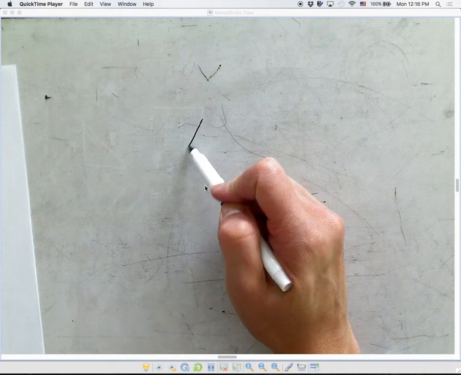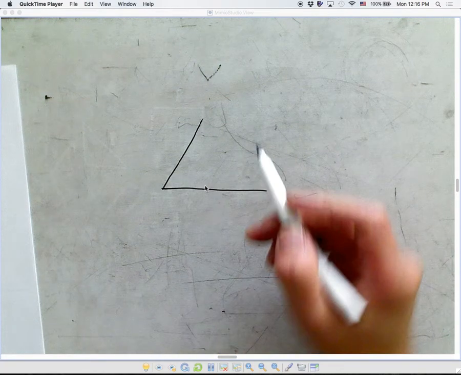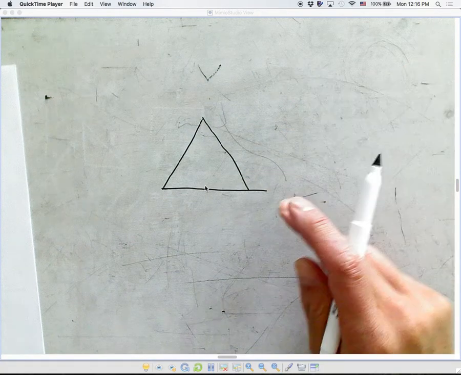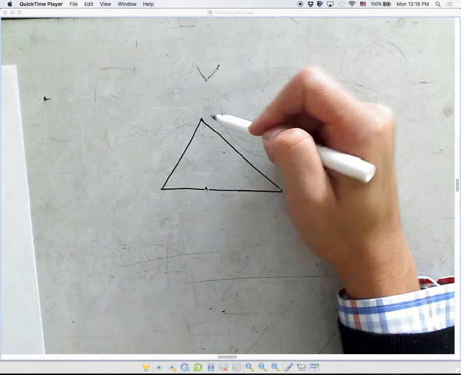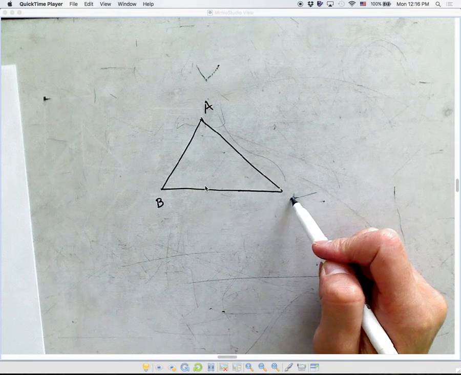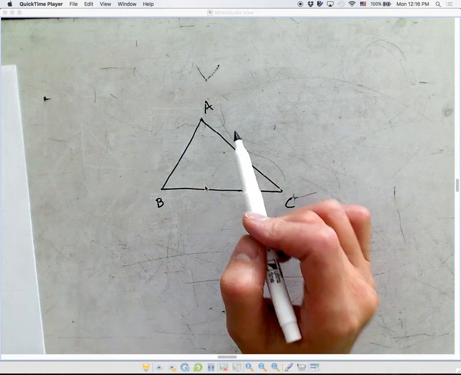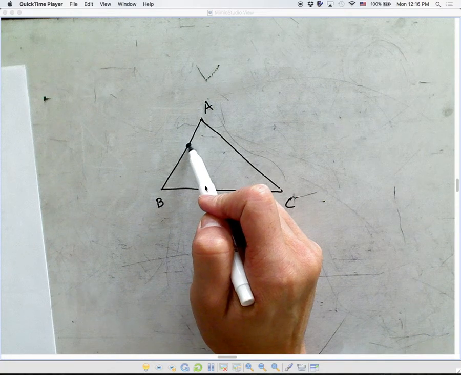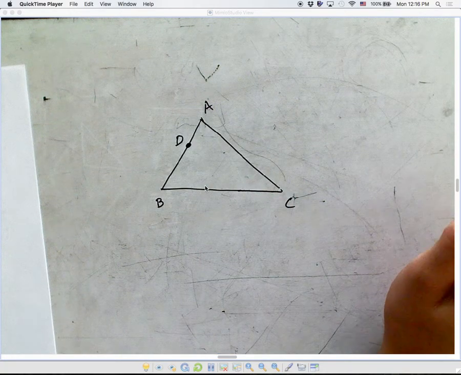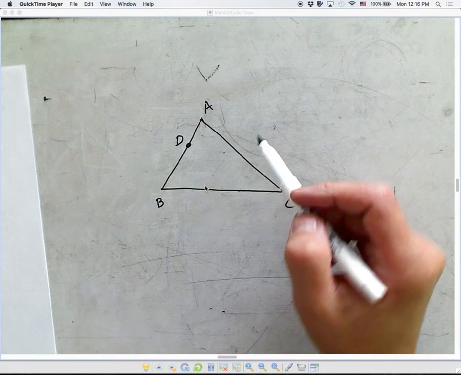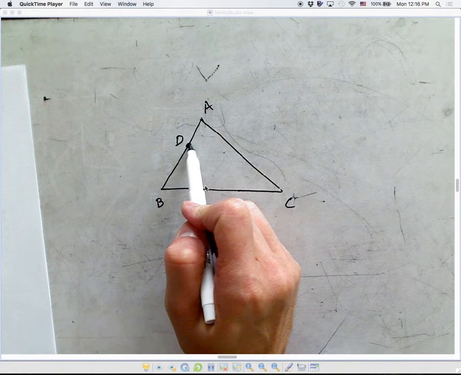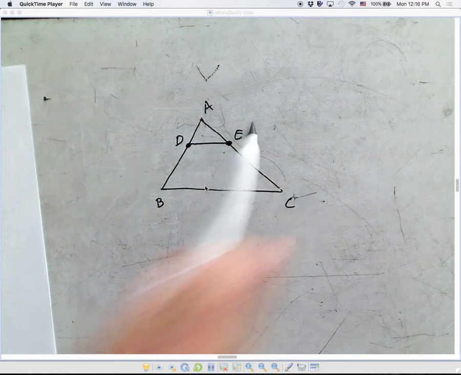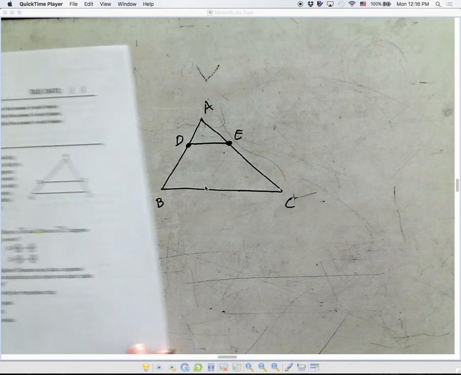So let's draw first, because I'm not good at visualizing mentally. So we got triangle ABC. That's terrible. And it says D lies on AB, so you can pick any point you want. And E lies on AC, but this DE has to be parallel to BC. So it's something like this. Okay? Now let's look at it.